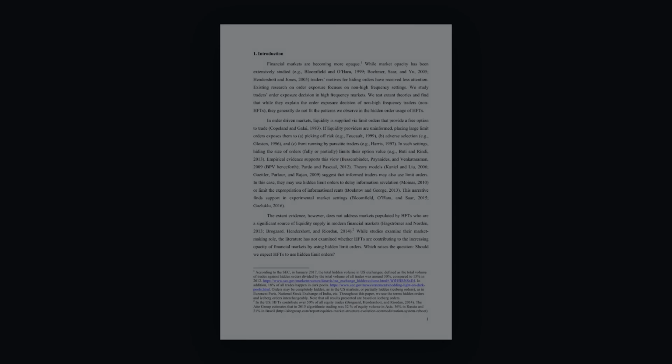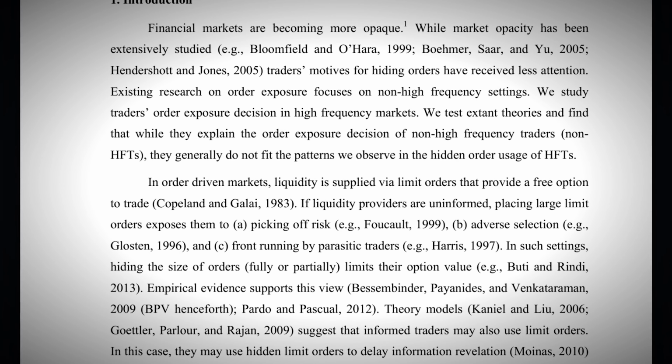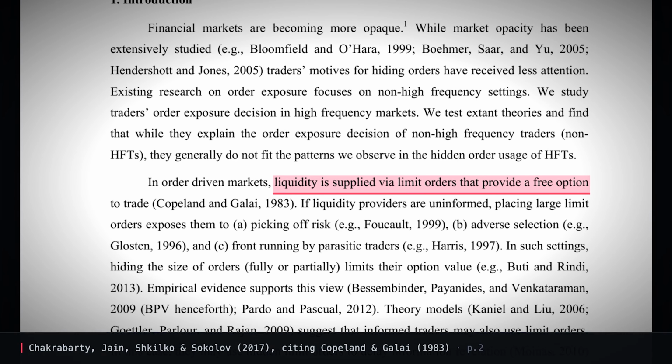And this isn't new. Finance named it in 1983. A resting limit order, quote, provides a free option to trade. So when you put in a limit order out there, you've written an option for free. And the market only exercises it when the news is bad. On the days you would have won, it walks straight past you. Your backtest thinks this is a fill.